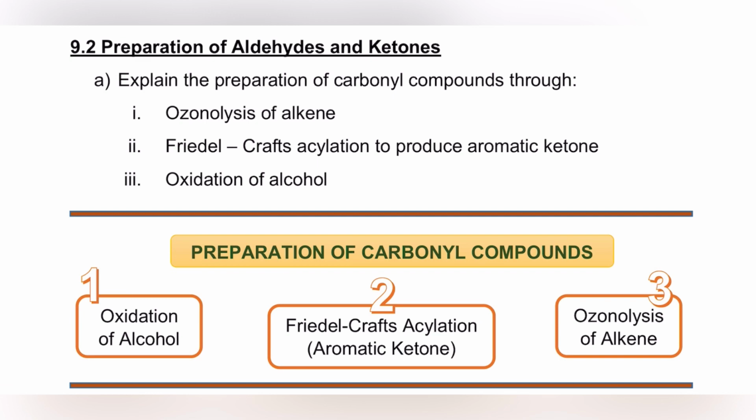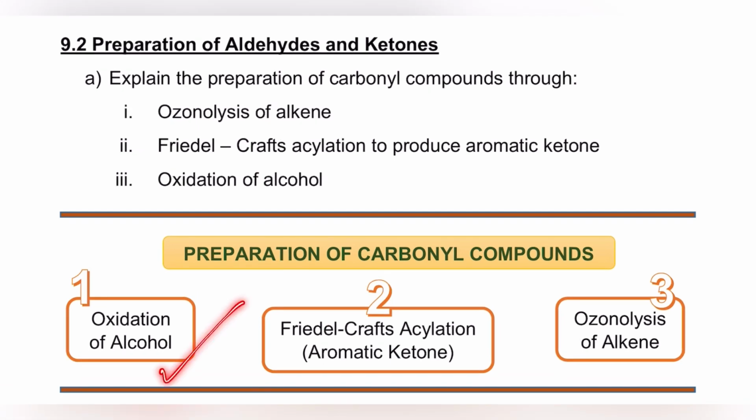In this video, you are going to learn how to prepare the carbonyl compounds through three reactions. The first one is oxidation of alcohol. The second one is Friedel-Crafts acylation. This is where we are going to specifically prepare aromatic ketone. And the last one is ozonolysis of alkene.